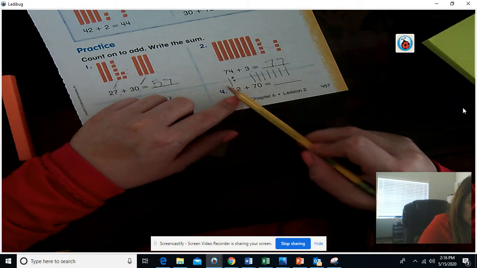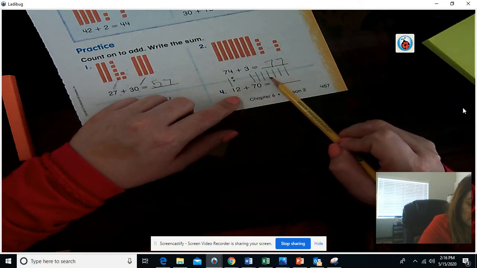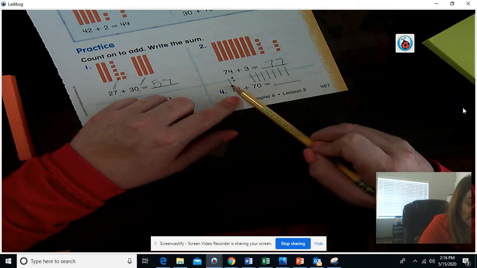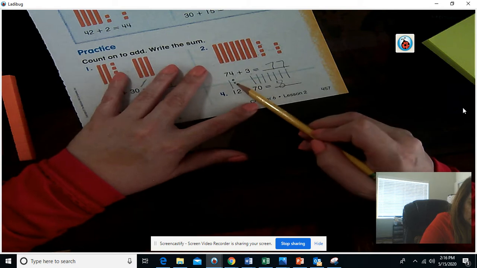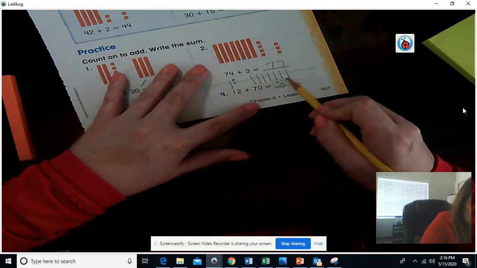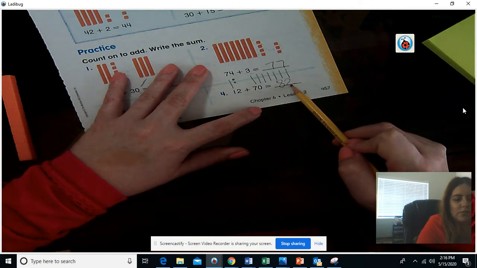So let's see how many groups of 10 we have. We have 1, 2, 3, 4, 5, 6, 7, 8. 8 tens and how many ones? 1, 2. So 12 plus 70 is 82.